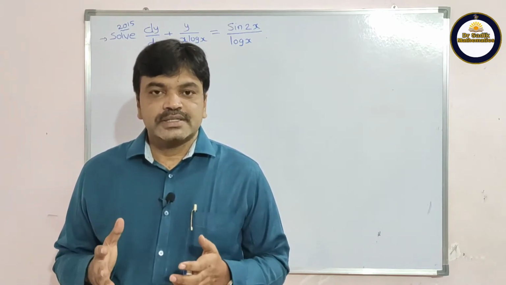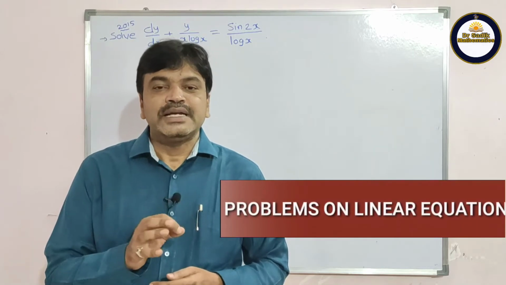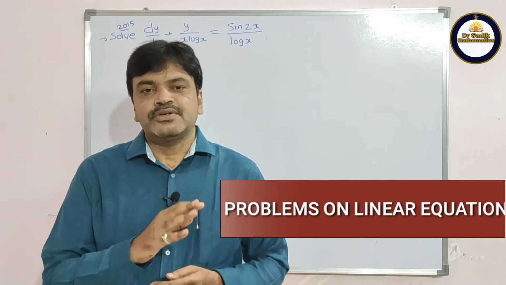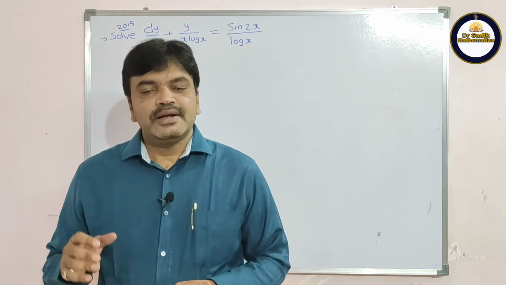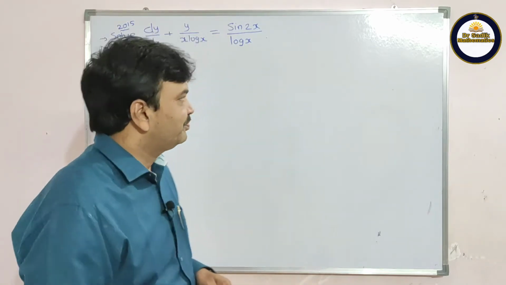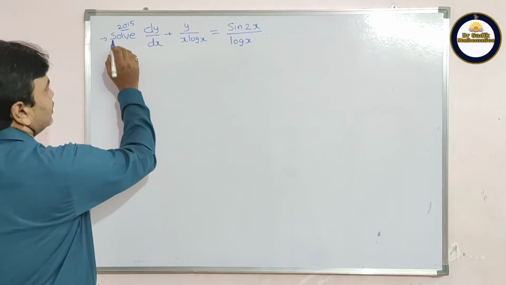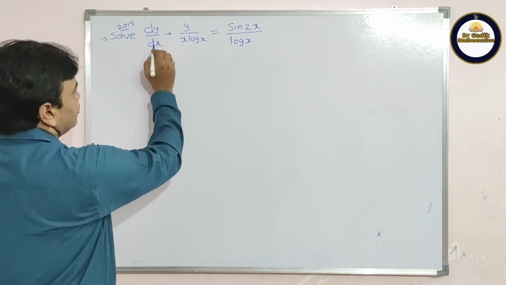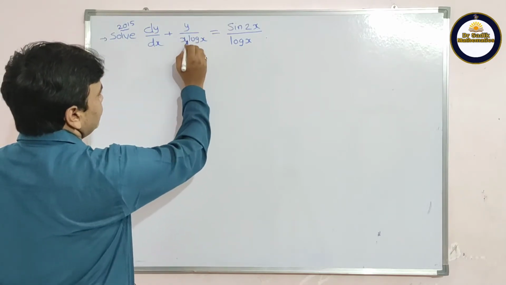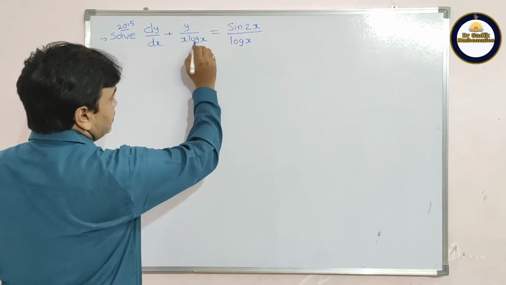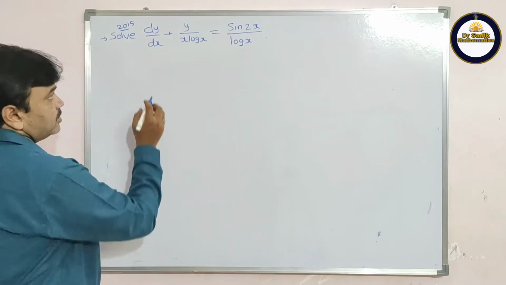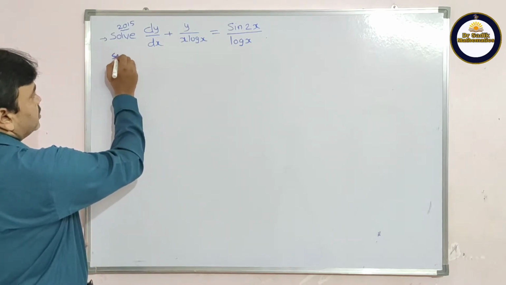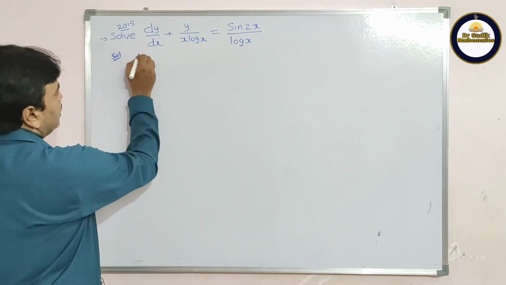Today we discuss problems on linear equation. Let us see the problem. Solve dy by dx plus y by (x log x) is equal to sin 2x by log x. Solution given.